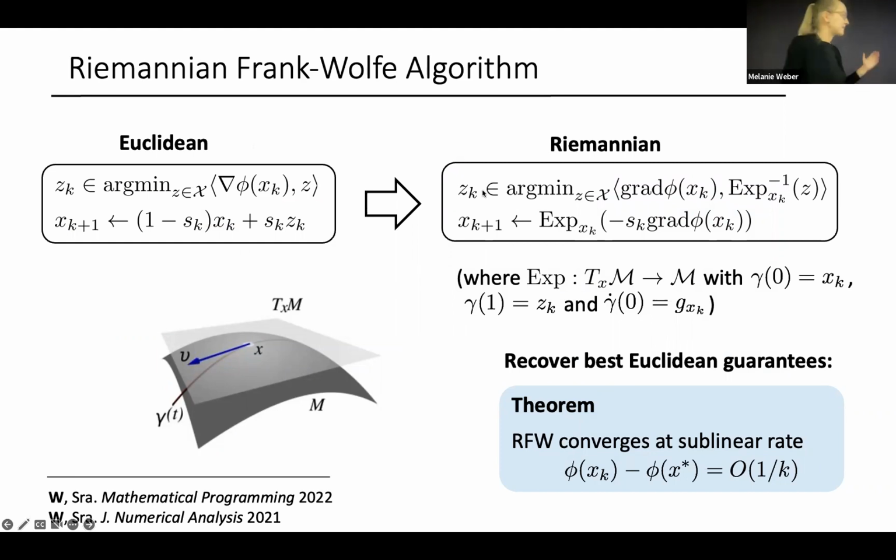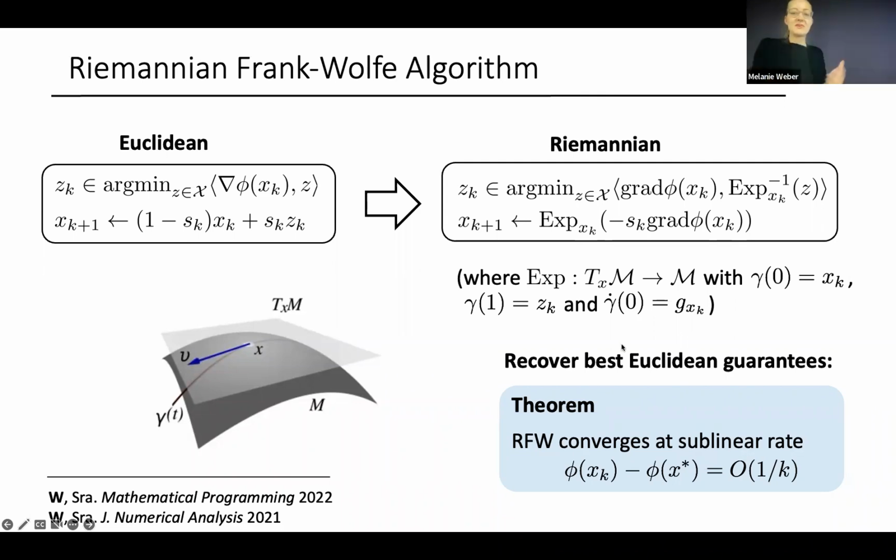You see here the key parts of rewriting this algorithm. So we have to compute the Riemannian gradient instead of the Euclidean gradient. And we now have to work along geodesics, so perform a geodesic interpolation instead of a linear interpolation that we would do in Euclidean space.